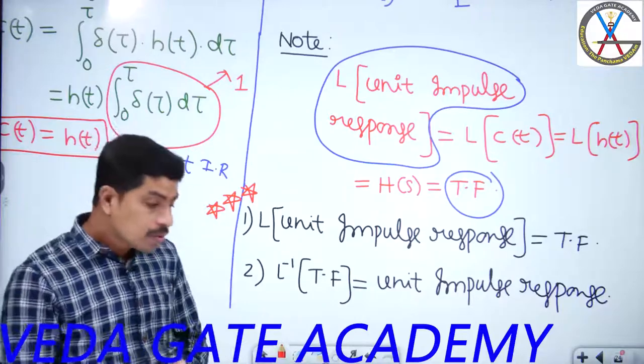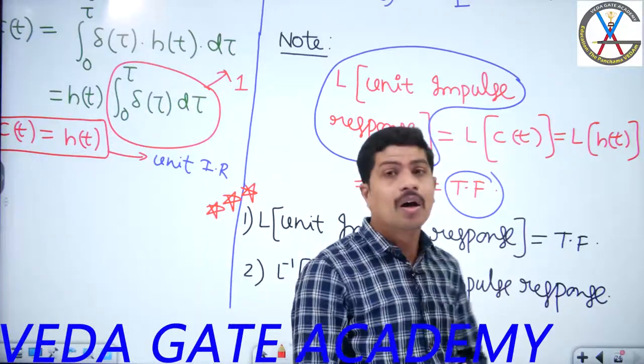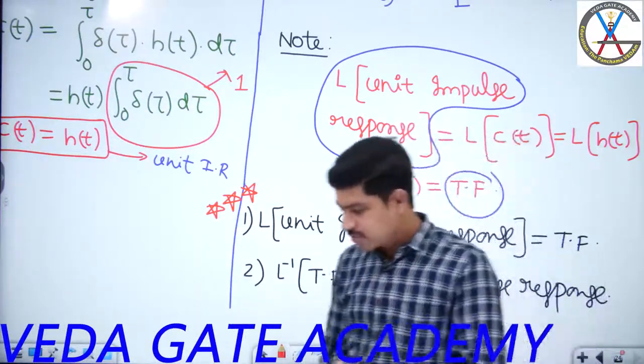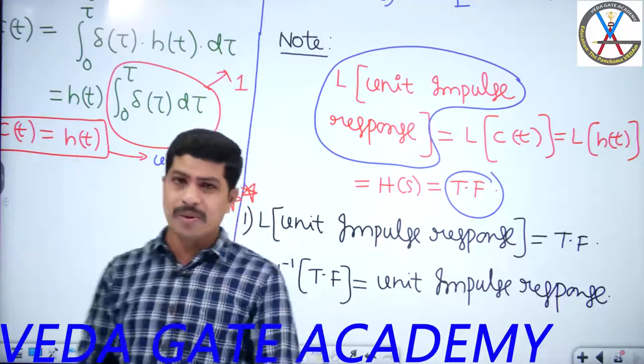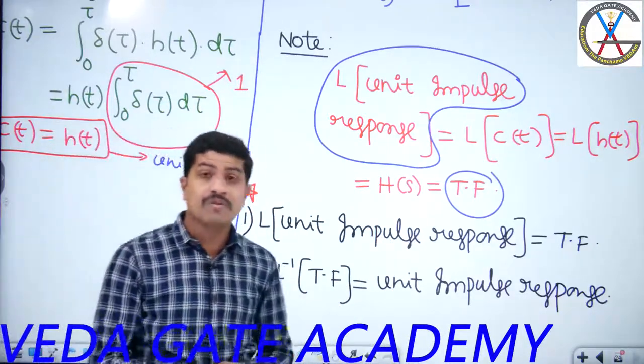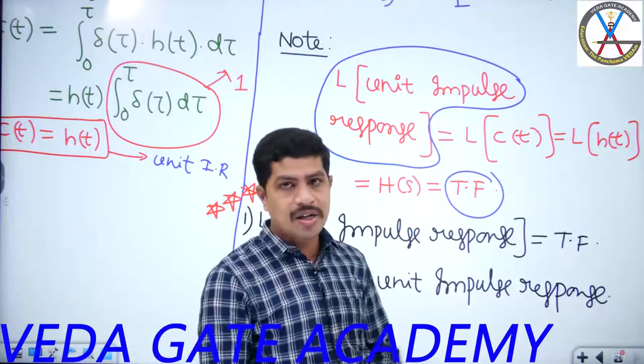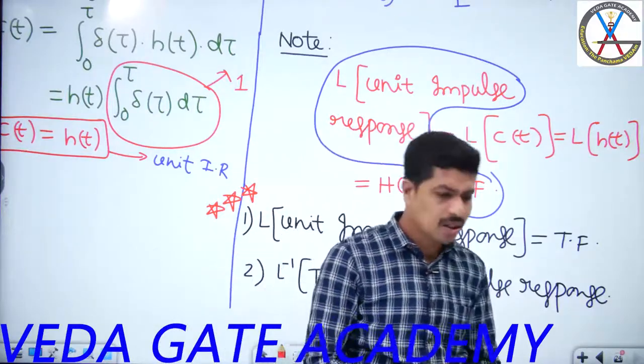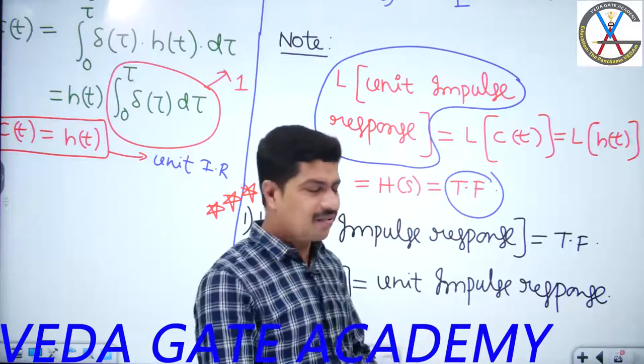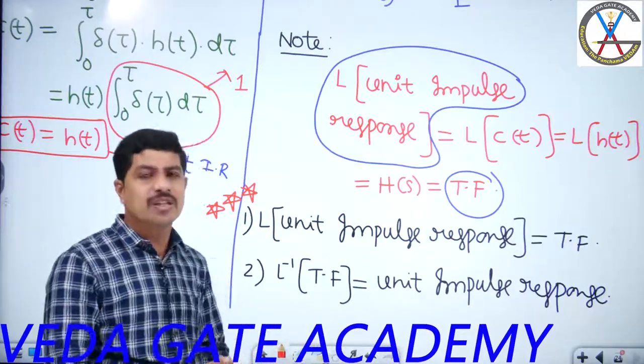And we are going to see the advantages of negative feedback system. Negative feedback system has a lot of advantages when compared to positive feedback system. After the completion of sensitivity, we are going to see the advantages of negative feedback over positive feedback. Positive feedback has only one advantage. In fact, that is not even an advantage. We are going to see.